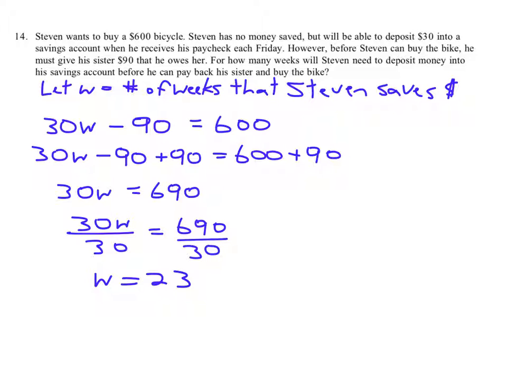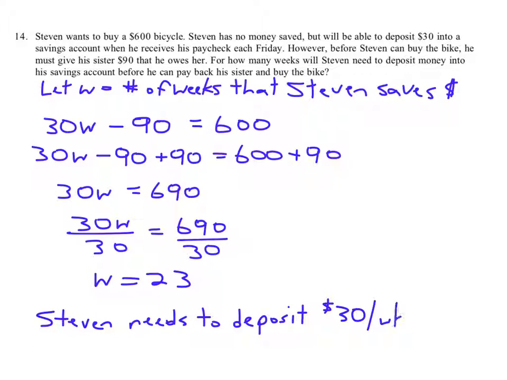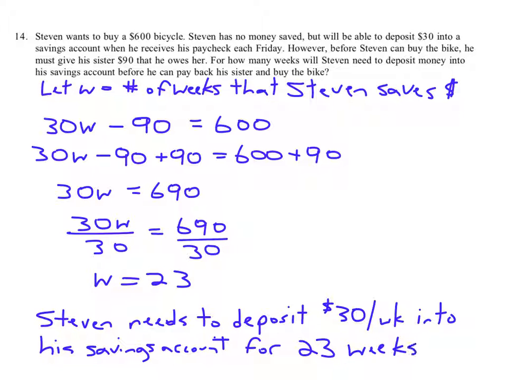And you could say, Stephen needs to deposit $30 a week into his savings account for 23 weeks. That is the answer to the question that was asked.